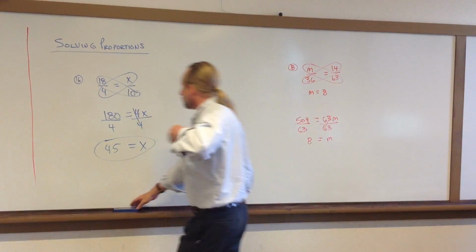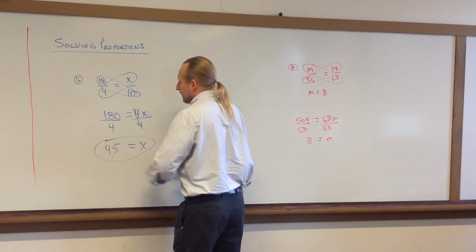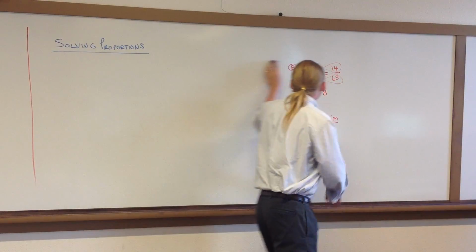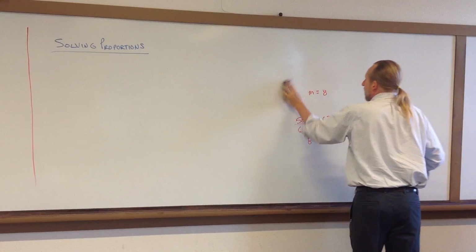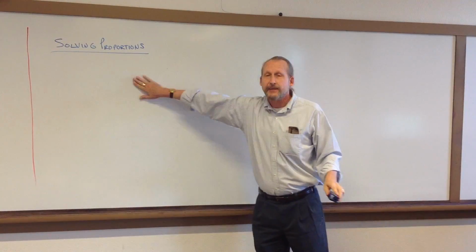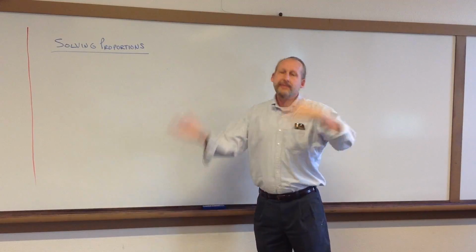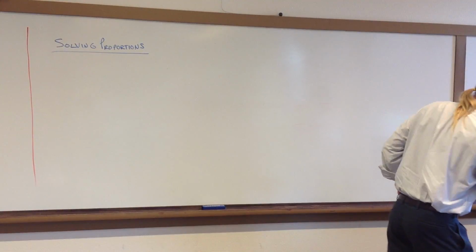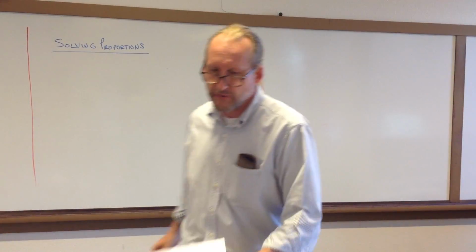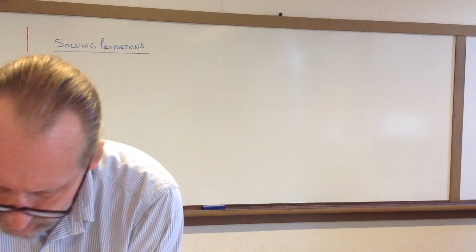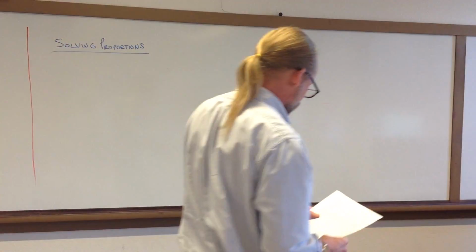All right, so now let's take a look at some of the word problems. What we're going to do is take the word problems and use them to set up a proportion like the ones we were just working on, and then we'll use that solution method to solve it. Okay? The key is to set up the proportion correctly. So let's take a look at some of these. Okay, word problems.